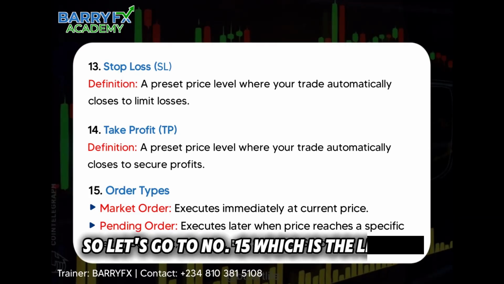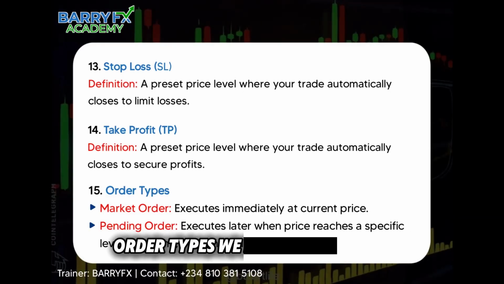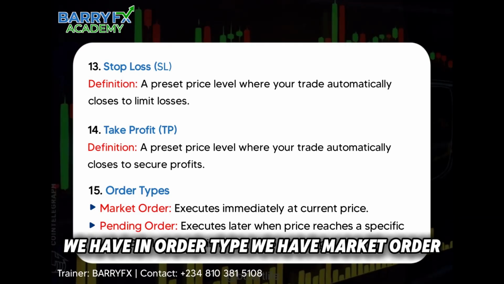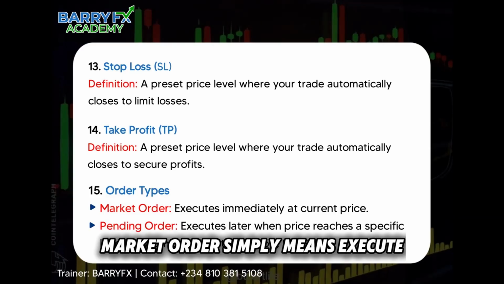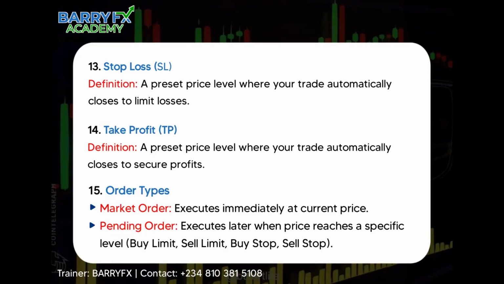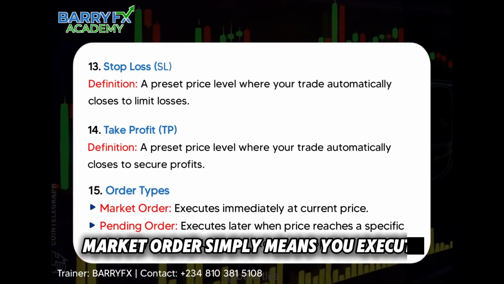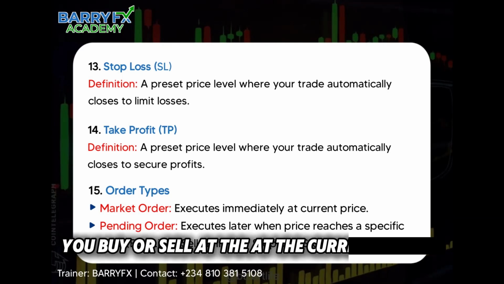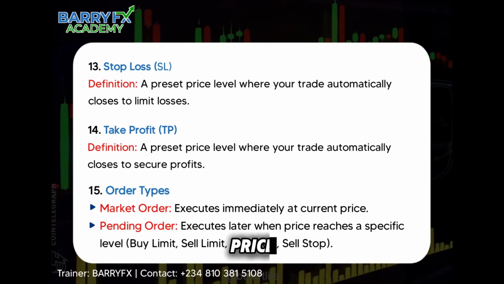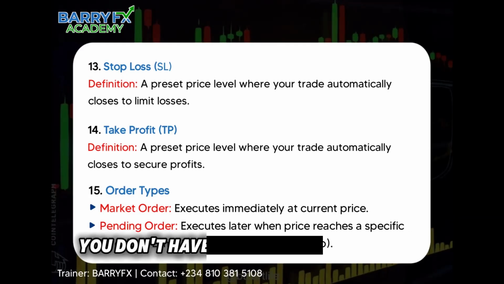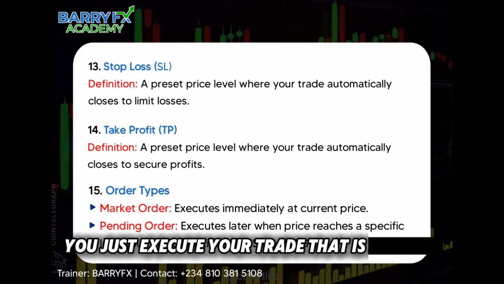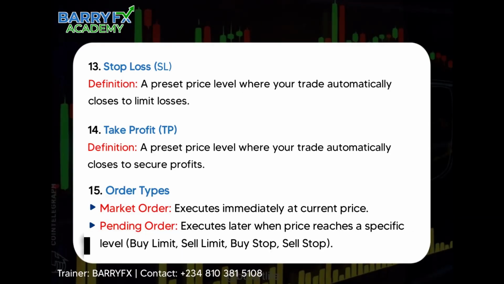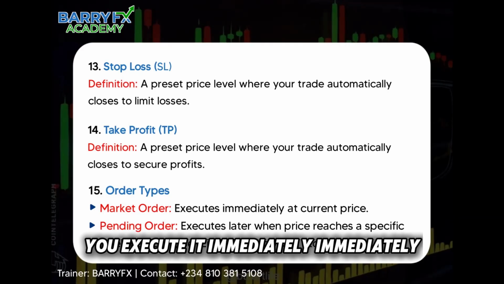So let's go to number 15, which is the order types. In order types we have market order and we have pending order. Market order simply means execute immediately at the current price. You buy or sell at the current market price. You don't have to set any limit order. You don't have to set any pending order. You execute the moment you see your setup. That is what we call a market order. You execute it immediately.